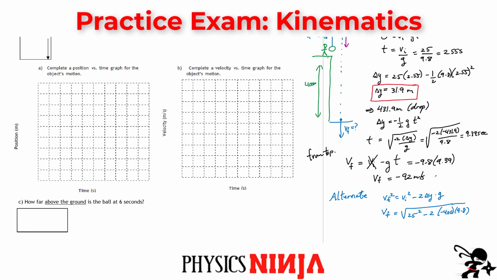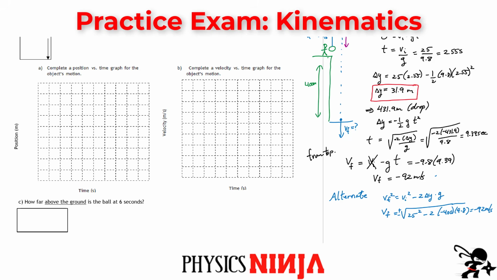You're going to get 92, but remember when you take a square root, you have to go plus or minus. There's always 2 solutions to a square root, and in this case here, I'd really have to take the negative sign. Okay, the correct answer would be minus 92 meters per second because I am going down at the end. All right, so now we have to sketch the graphs, okay?